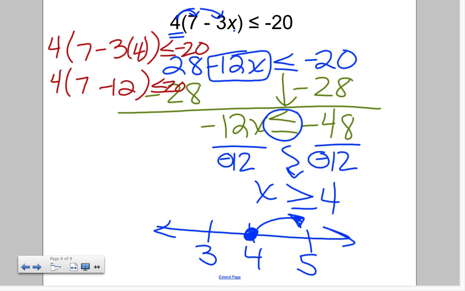I'm writing over my work, but that's okay. Ooh, I forgot my negative. All right, so we got 4. And 7 minus 12 is? -5, excuse me. I just did the problem. Okay. Now 4 times -5 is? -20.